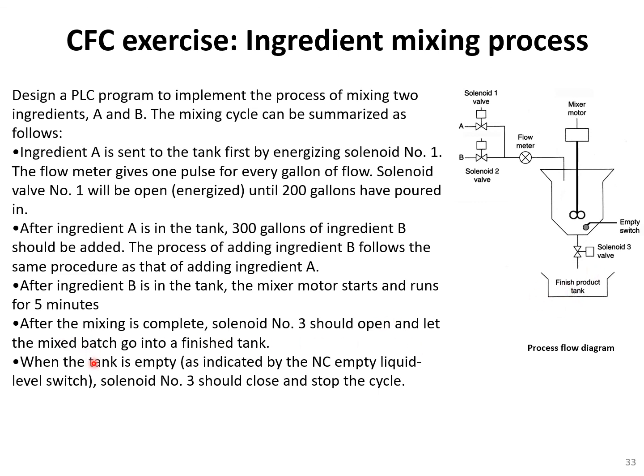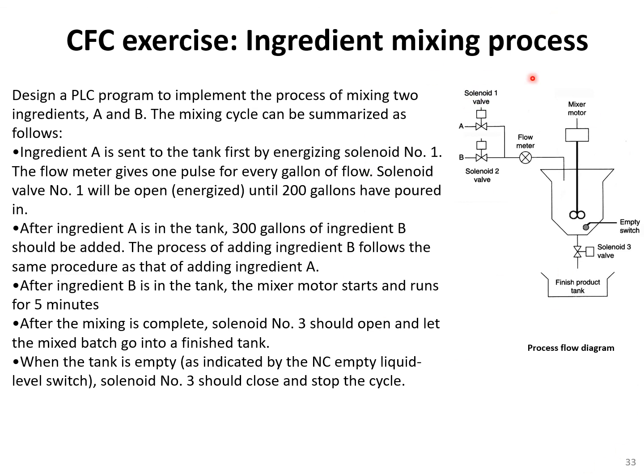Okay, so we need to pour all the material into the tank. So all the batch should go into the tank. When the tank is empty, as indicated by the NC empty liquid level switch. So this switch basically could send a signal and say the tank is empty. Solenoid number 3 should close and stop the cycle.